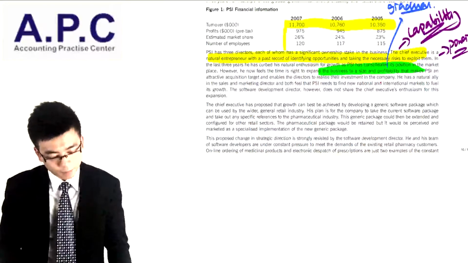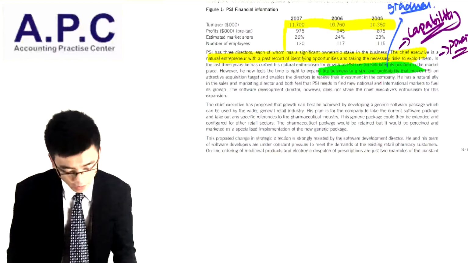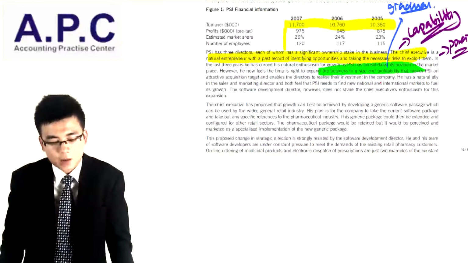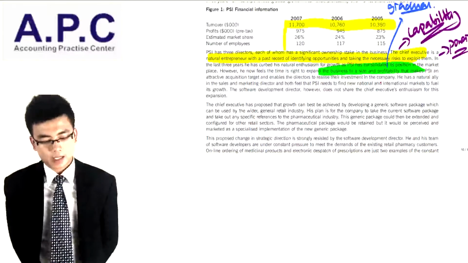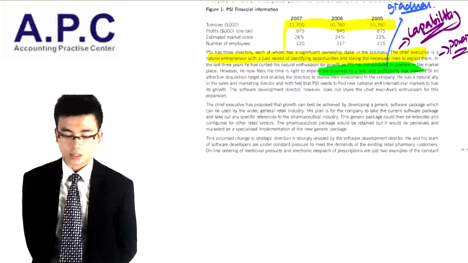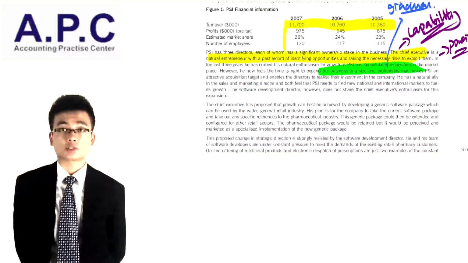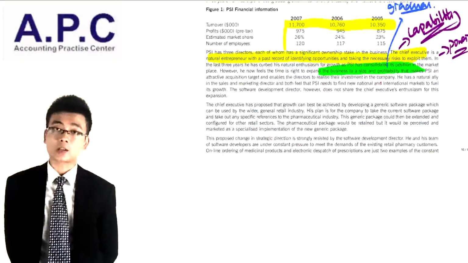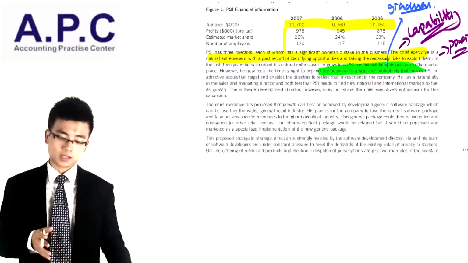He has a natural ally in the sales and marketing director, and both feel that PSI needs to find new national and international markets to fuel its growth. The software development director does not share the CEO's enthusiasm for this particular expansion. So it seems to me that he wants to change the customer base, but some of the directors do not support this particular change. Of course, it seems to me maybe it's adaptation rather than evolution. Or maybe you can argue that it is evolution because it is changing the customer base, management and the culture within businesses, so that it is evolution change.